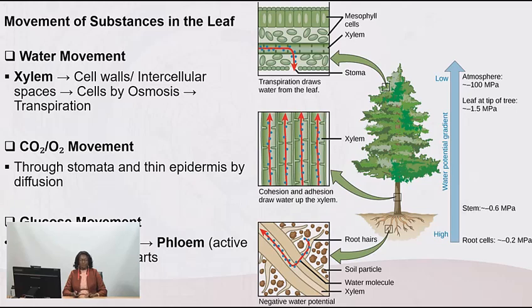We also have glucose movement. Glucose movement occurs in the chloroplast through the phloem, through what we call active transport, because it requires energy. It moves from the leaf into all parts of the plant through active transport.